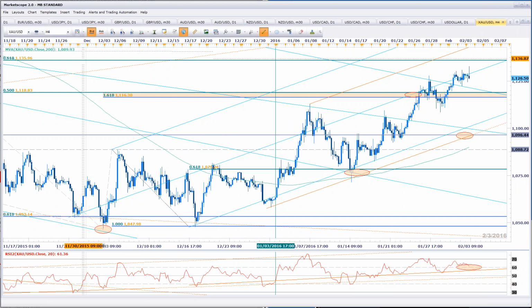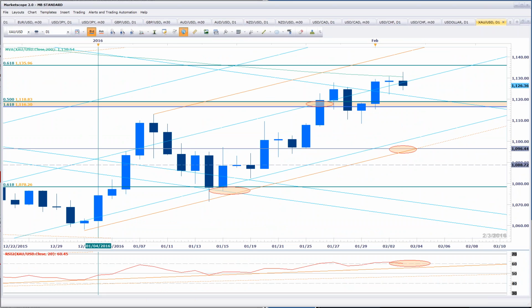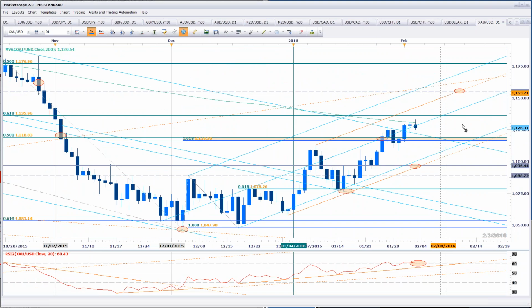I do like a pullback here in gold, but I'd rather wait for a pullback to get long than try to necessarily play the short from here. Does that make sense? Oh, Sohan, I'm sorry, my apologies. I was saying Suhail, Sohan, I'm sorry about that. Does that make sense though?